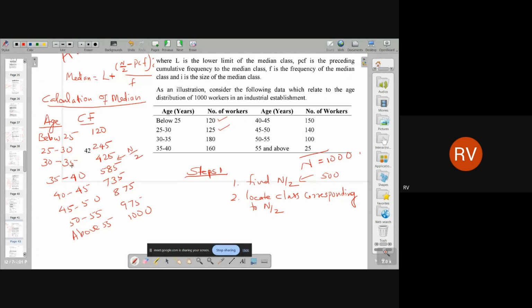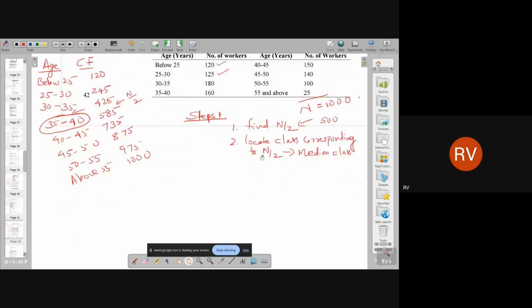That is 500, which lies in the class 35 to 40. This 35 to 40 is the median class. This class is called the median class. Find n by 2, locate the class corresponding to n by 2. That is the median class. Then step 3.